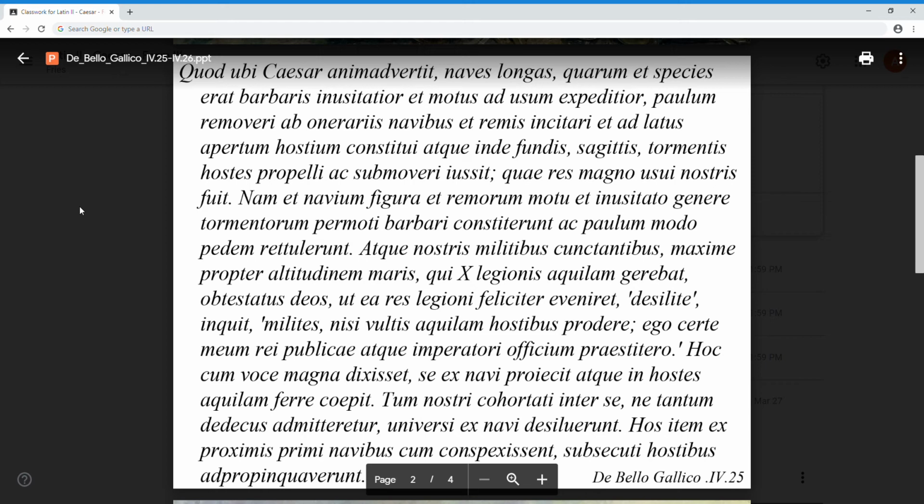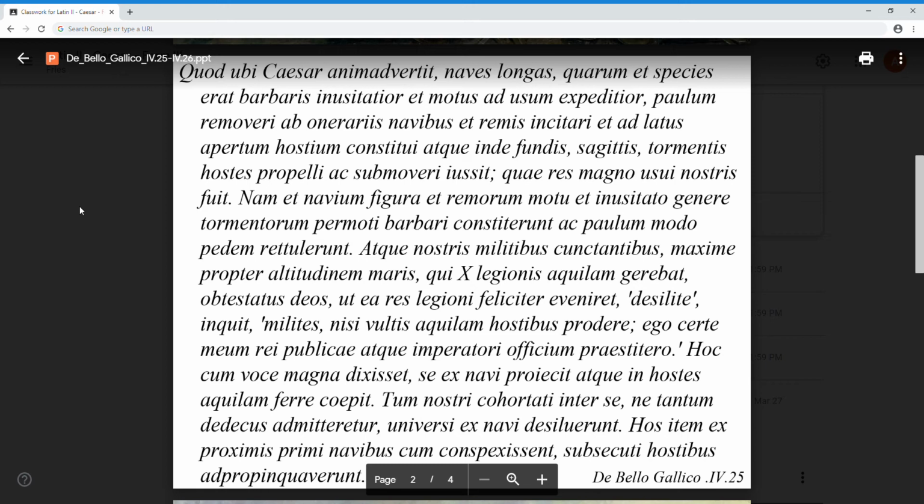Obtestatus deos. Agreeing with the subject of the sentence is the qui decimae legionis aquilam gerebat, all of which relative clause equals Aquilifer, the noun Aquilifer, the eagle bearer, the guy who carries the eagle. So he who was bearing the eagle for the 10th legion, you could just say the Aquilifer of the 10th legion, obtestatus deos, having called the gods as witnesses, testor, as testament. Ut, so that. Why did he call the gods as witnesses? So that ea res, this matter, this situation, this whole affair, eveniret, it might turn out, feliciter, happily, luckily, fortunately, I would say fortunately, so that this affair might turn out fortunately legioni, for the legion.